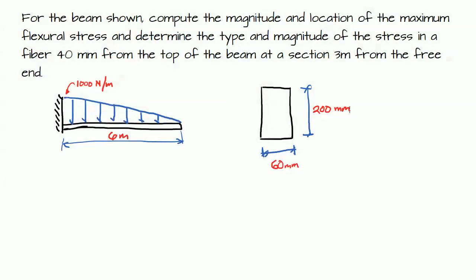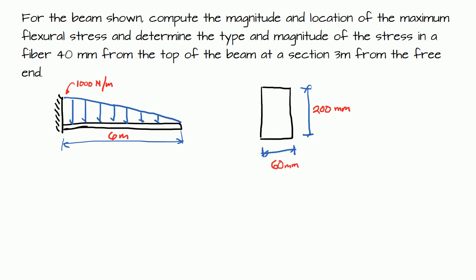Okay, so this is example number 1 for our lecture. For the beam shown, we need to compute the magnitude and location of the maximum flexural stress and determine the type and magnitude of the stress in a fiber 40 millimeters from the top of the beam at a section 3 meters from the free end. So we have two questions here.